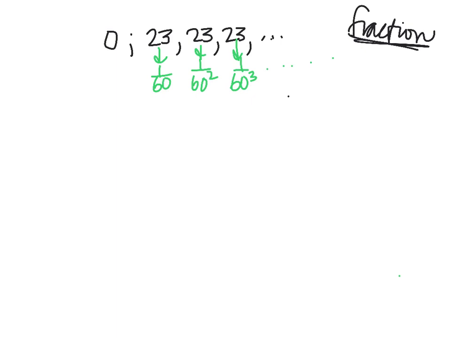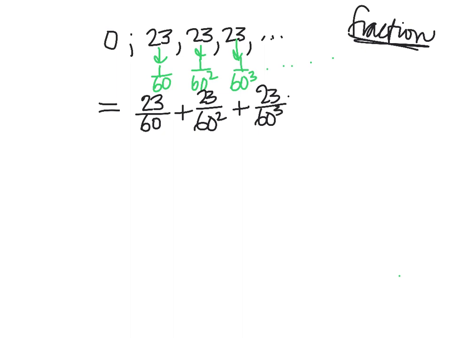Now, if we were to write this in our expanded form, sort of in our geometric series form, would you agree that this would look like 23/60 plus 23/60 squared plus 23/60 to the third plus 23/60 to the fourth, etc., right? So here's my geometric series.